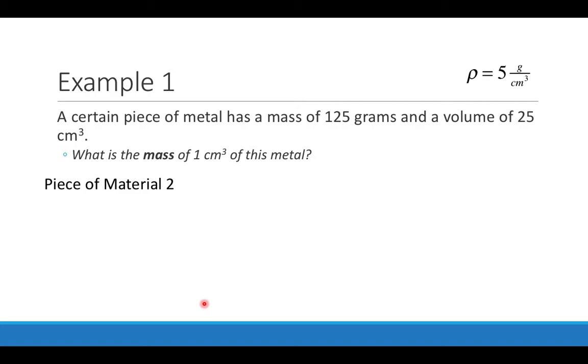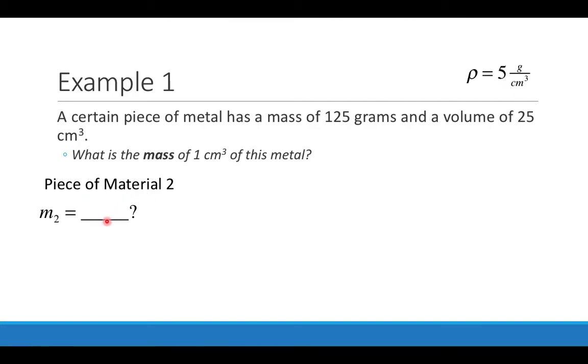So I've put at the top that the density of this particular metal is 5 grams per centimeter cubed. Now I want to know what is the mass of a single centimeter cubed of this metal. Well, if I look at this expression, I actually can answer that question without doing a whole lot of work. The density is 5 grams for every centimeter cubed. So that means that the mass of a single centimeter cubed has got to be 5 grams. But let's go ahead and plug this in.